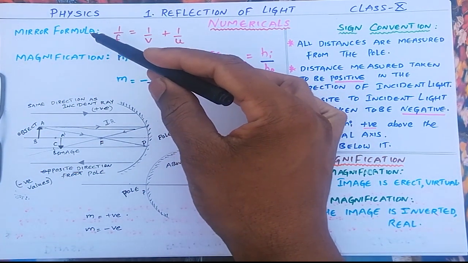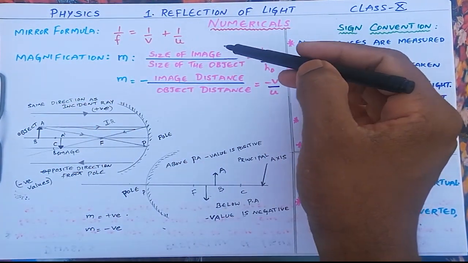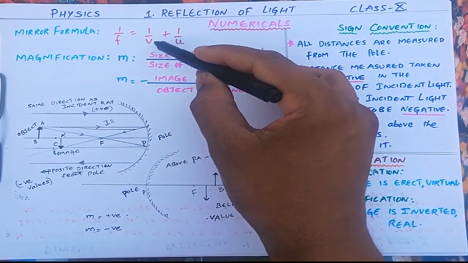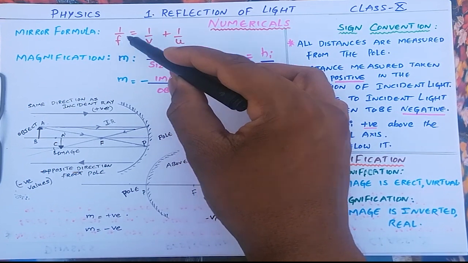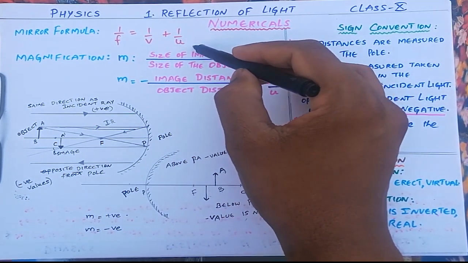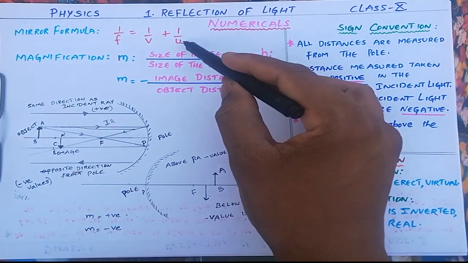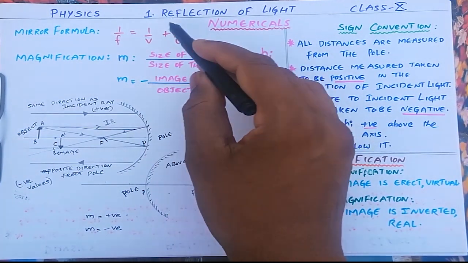Mirror formula, for the concave and the convex mirror, is 1 by f equal to 1 by v plus 1 by u. That is, the reciprocal of the focal length is equal to the sum of the reciprocals of the image distance and the object distance. u is nothing but the object distance and v is nothing but the image distance. So this is the mirror formula.